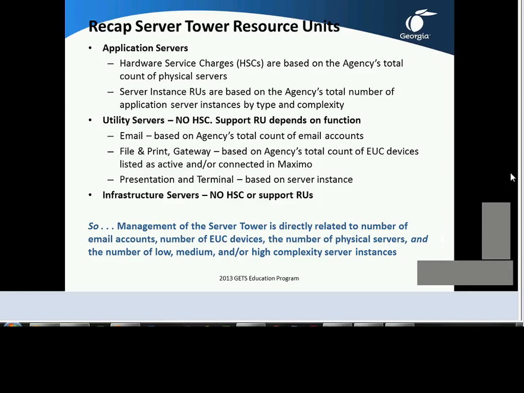So, as we recap this server tower resource units, only application servers generate both hardware service charges and support resource units for the server instances for the agency. Utility servers incur resource unit charges depending on the function, but no hardware service charges. And infrastructure servers are paid by indirect costs, no HSC or direct support resource unit.